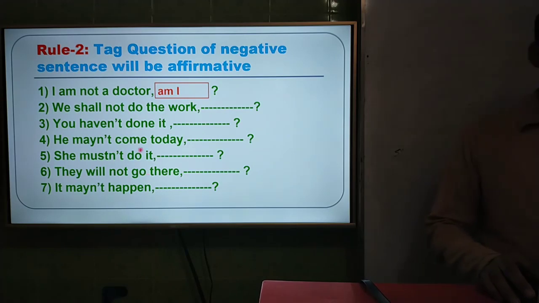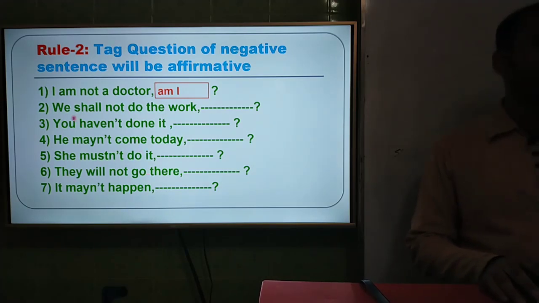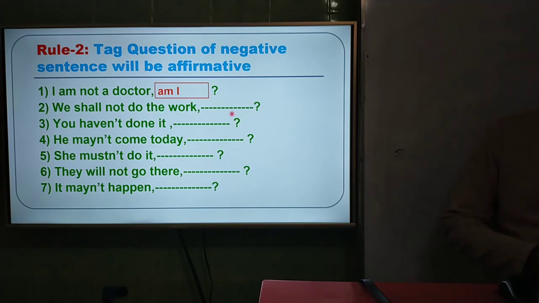Dear students, now I am going to the second one. We shall not do the work. This sentence is also a negative sentence. Here the operator is shall, so shall will be used to make this tag question. So the answer will be: here the operator shall, shall will be here and we have to use we as the subject. So the answer is shall we.